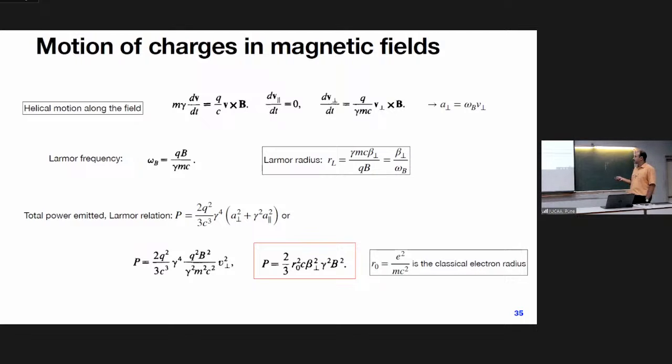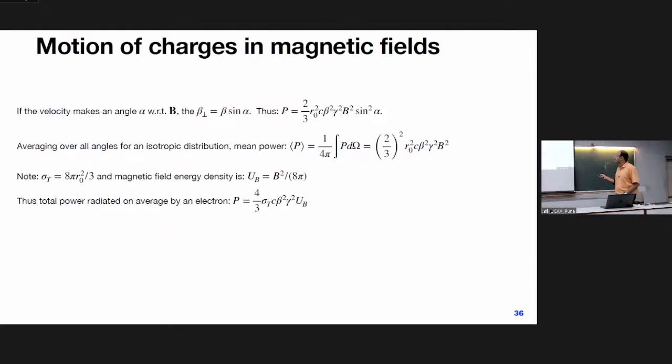So beta perpendicular is there. It actually gives you some non-trivial contribution because beta perpendicular gives you a sine alpha times beta. Otherwise, beta can be dropped because it's almost equal to c, because the charge motions are very fast. And the other terms are constant.